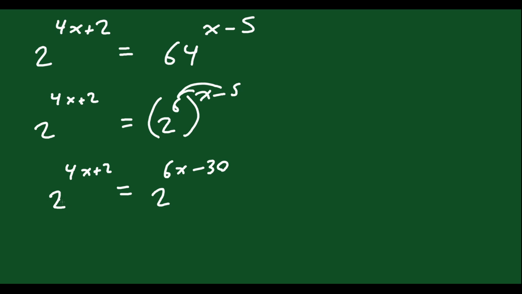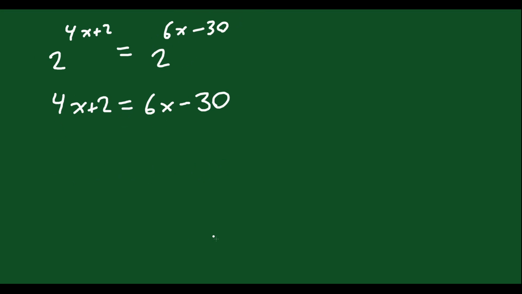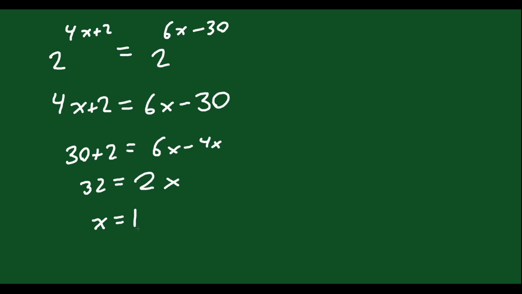And now you can say, well, if 2 to the exponent this equals 2 to the exponent this, then therefore 4x plus 2 must equal 6x minus 30, right? And then you can just go ahead and solve for x. So move your 4x to the right, move 30 to the left. 30 plus 2 equals 6x minus 4x. 32 equals 2x. X equals 16. That's your final answer.